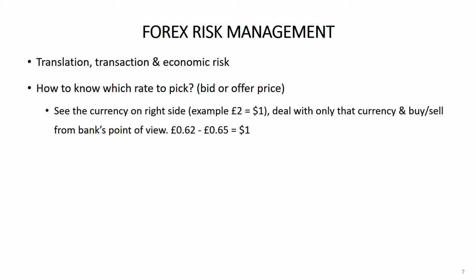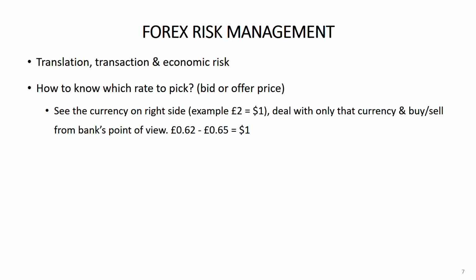That means we are dealing with only that currency. Which currency? Dollar. Only dollar we are dealing with. We don't care about pounds. Whatever happens to pounds, it's not our issue. We are only dealing with dollar because dollar is on the right side: 2 pounds is to $1. If it was the other way around, $2 equal to 1 pound, then we would be dealing with pounds. Now we are dealing with dollar.